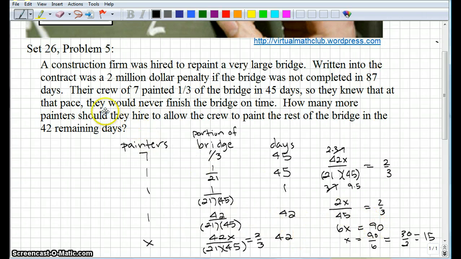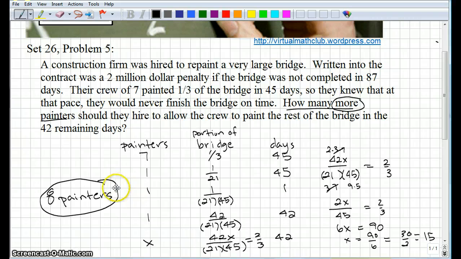Now we already have 7, and the question asks, how many more painters? How many more? This is the key word here. How many more painters do we need? If we already have 7 and we need 15, then that means we need 8 painters. So we need 8 additional painters to be on the job during those last 42 days in order to finish the job on time and not incur this $2 million penalty.